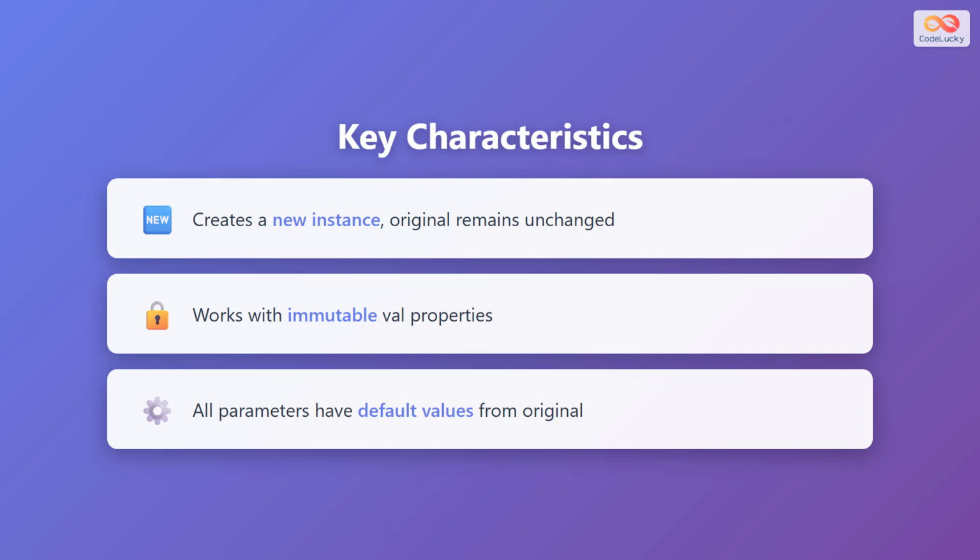Let's review the key characteristics of the copy function. First, it always creates a new instance, leaving the original object unchanged. Second, it works perfectly with immutable val properties, enabling a functional programming style. Third, all parameters in the copy function have default values taken from the original instance, so you only need to specify the properties you want to change.